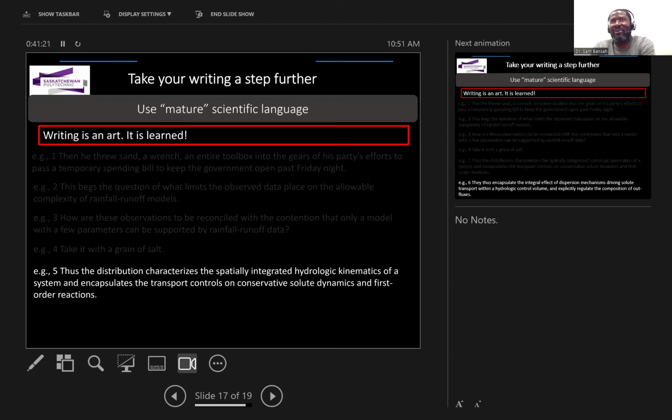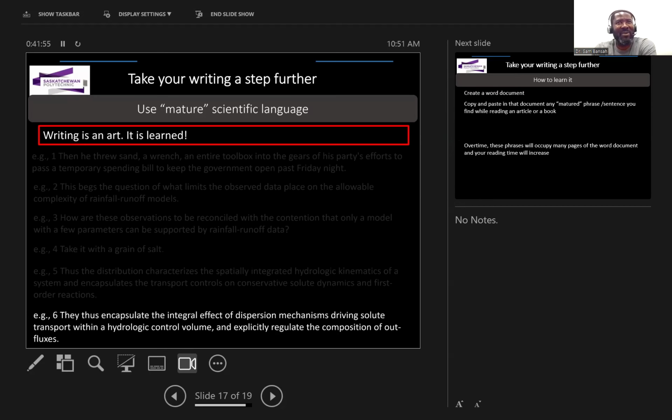Thus, the distribution characterizes the spatially integrated hydrologic kinematics of a system and encapsulates the transport controls on conservative solute dynamics and first-order reactions. Can you see how solid this is? This is not something you can just get up and write on a normal day. This is learned, right? This is solid. This has a lot of heavy words, heavy phrases, all in this sentence.